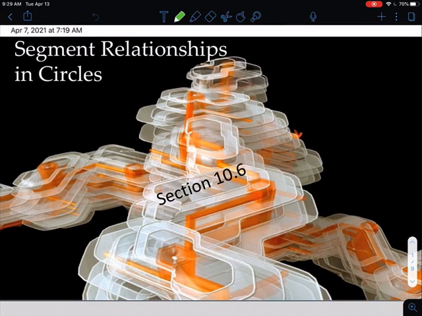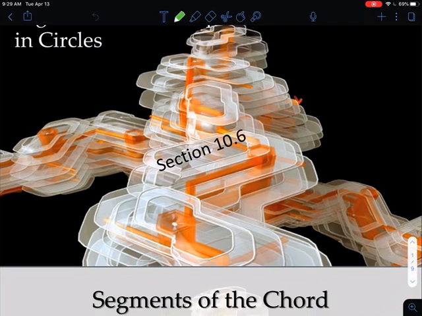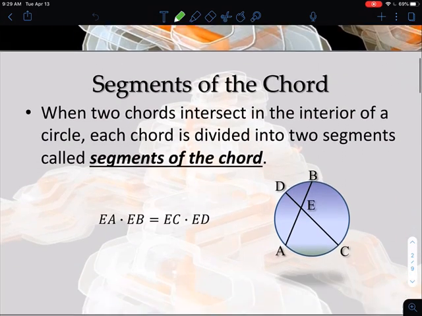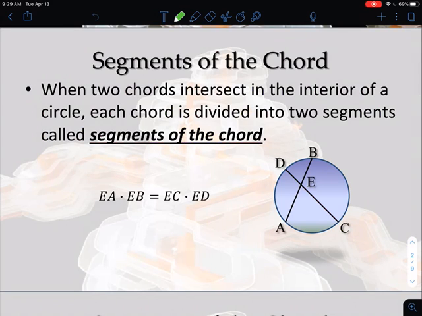All right, in the next section here, we're going to talk about segment relationships within circles. So we're going to talk about how to find missing lengths of segments that we see within circles. So whether it's secants, tangents, or things like that, how do we find the different lengths given by a problem here? So the first thing we're going to look at is when the two lines intersect inside.